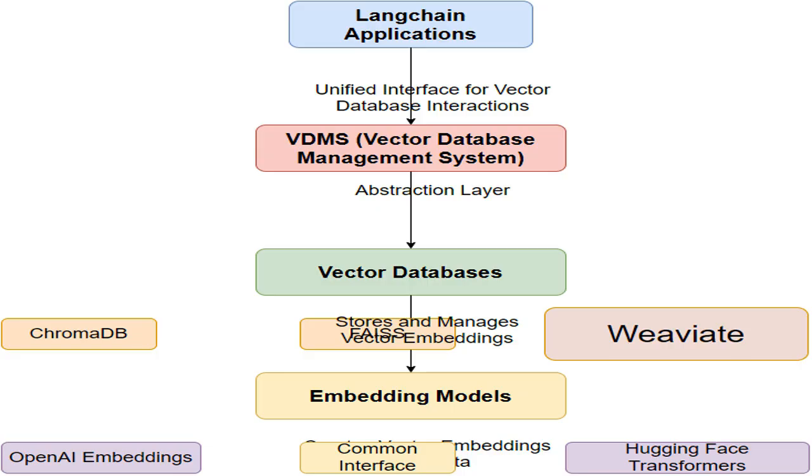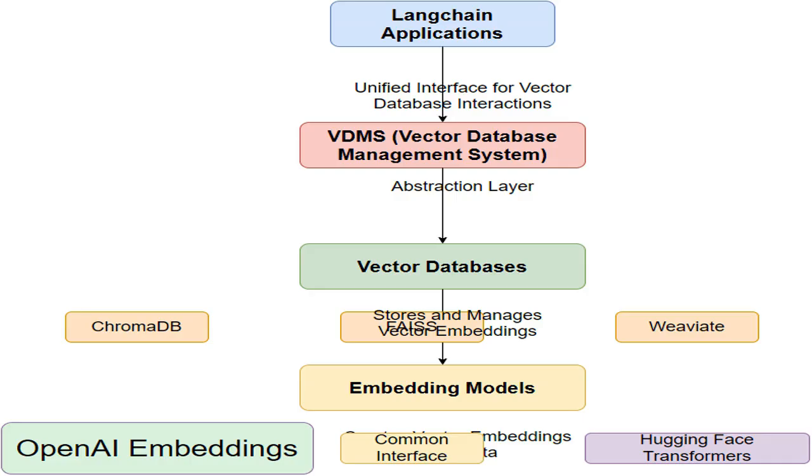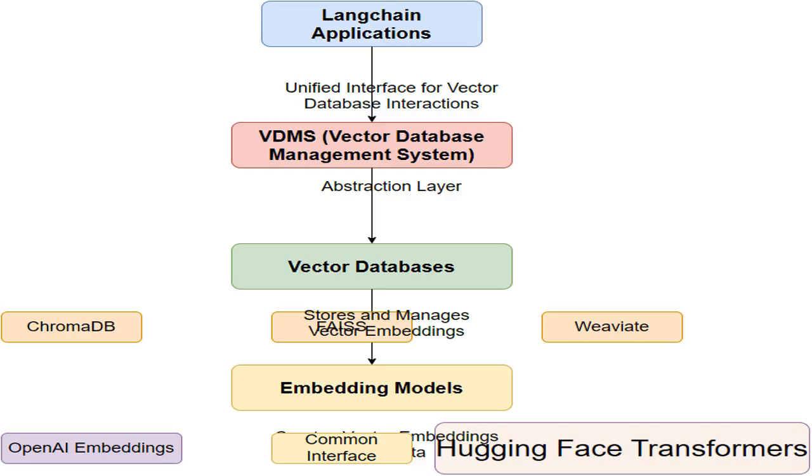seamlessly into production. OpenAI embeddings are vector representations of text generated by OpenAI's models. They can be used for various natural language processing tasks, such as semantic search and text classification. Hugging Face transformers is a popular library that provides pre-trained transformer models that can be used to generate vector embeddings for text. It offers a wide range of models for different languages and tasks.